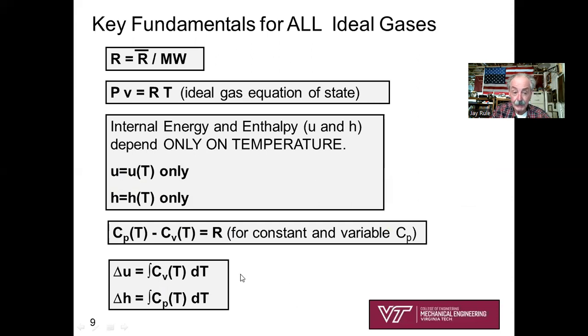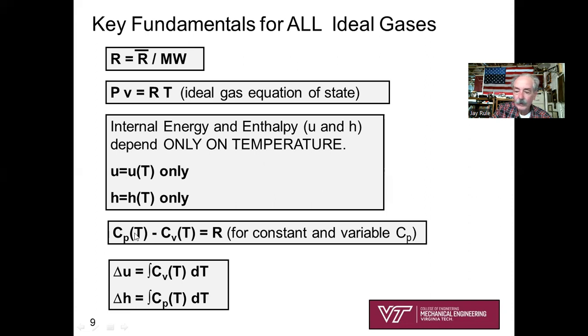Okay, so as a reminder, key fundamentals about ideal gases: R equals R bar over molecular weight. Molecular weight of air, 28.97. For any ideal gas, P times little v is equal to RT. Has nothing to do with those Airtables at all. For the Airtables, remember that internal energy, enthalpy, and other properties are dependent only on temperature. U is a function of T only. H is a function of T only.